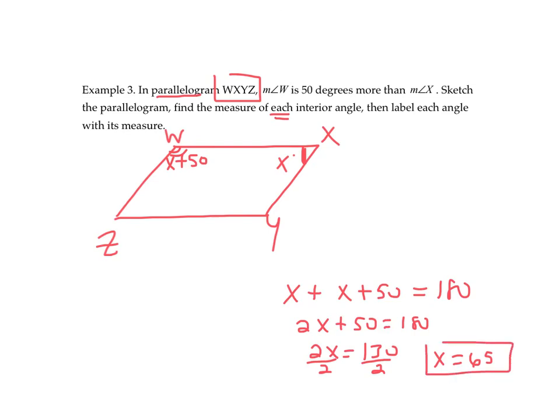So this angle up here that was marked with x, we can say that it is 65 degrees. The opposite angle, angle Z, would also be 65. To find the measure of angle W, take 65 plus 50, and you get 115 degrees. So this angle is 115 degrees, and so is angle Y. You can find angle Y a couple of different ways: opposite angles of a parallelogram are congruent, or consecutive angles of a parallelogram are supplementary.